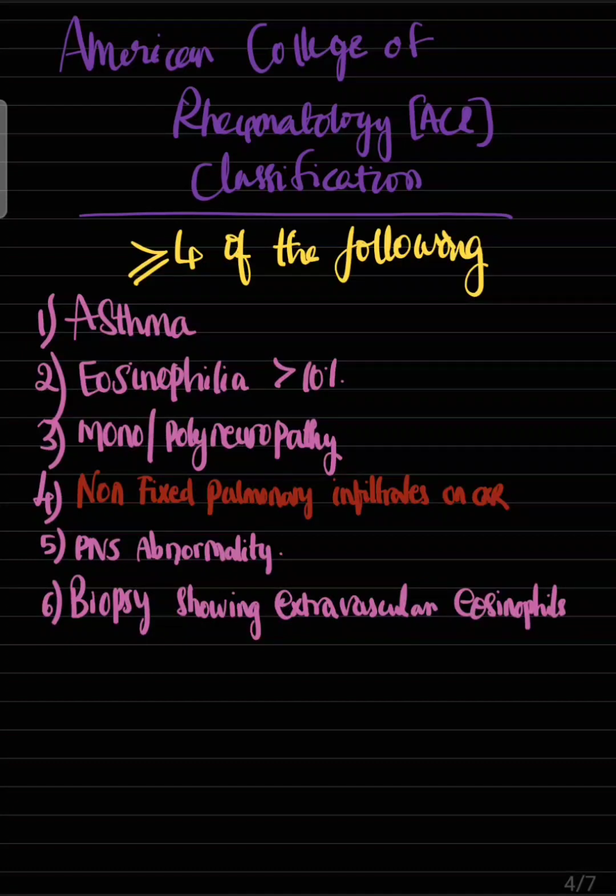So these infiltrates, they're not usually fixed. They may be present in one location at the initial investigation, and when we do a repeat chest X-ray, they may be seen at some other location. So there's non-fixed pulmonary infiltrates. Then we've got paranasal sinus abnormality, and we've got the final criterion, biopsy showing extravascular eosinophils. So the peripheral eosinophilia is essentially what is mentioned here.